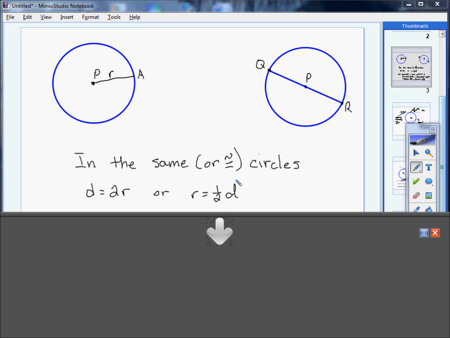This is a D right here. So the diameter is 2 times the radius, so the radius is 1/2 of the diameter for the same circle or congruent circles. So this is actually the same circle, just reproduced. So we should think through some possible problems on that.